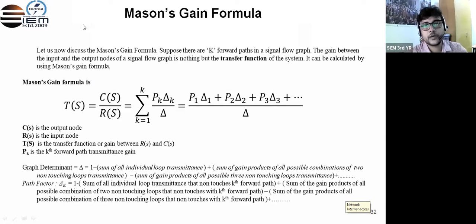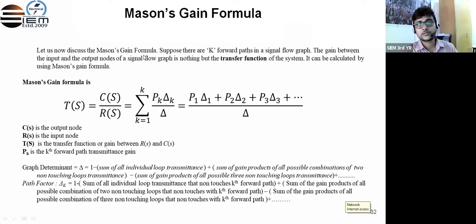Now this is very important. That is called Mason's gain formula, because there are so many circuits connected to each other. Now in that case, if I ask you to find the overall transmittance, you will not be able to find it in a very short time. So in that case you need the help of Mason's gain formula. This is very much important.